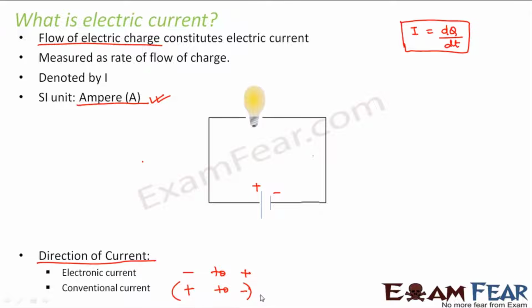So wherever we say that current is flowing in the circuit, we mean that conventional current is flowing from the positive terminal of the battery towards the negative terminal of the battery. That is the direction of conventional current. So what is current? It is nothing but flow of electric charge, or we can say flow of electrons. It is measured as the rate of flow of charge. It is denoted by capital I. SI unit is amperes, and the direction of conventional current is from the positive terminal towards the negative terminal.